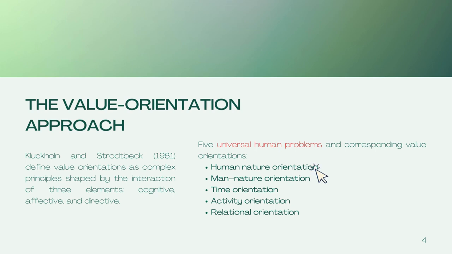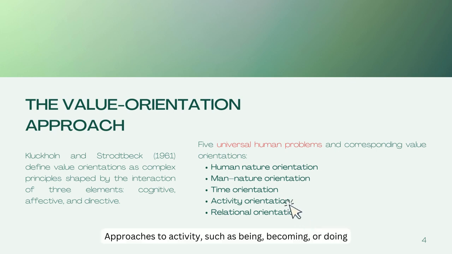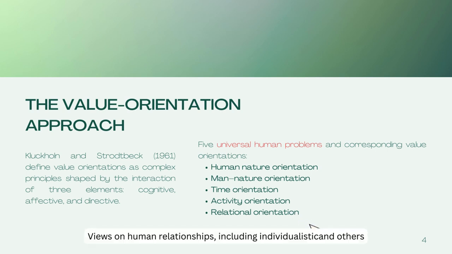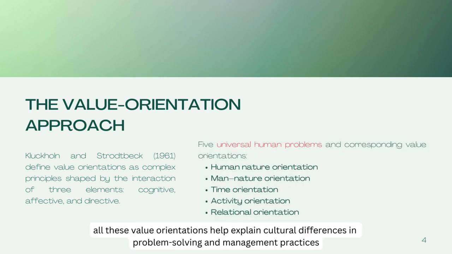First, human nature orientation views the goodness or badness of human nature. Second, man-nature orientation views humanity's relationship with nature. Third, time orientation, perspective on past, present, and future. Fourth, activity orientation, approaches to activities such as being, becoming, or doing. Last, relational orientation, views on human relationships, including individualistic and others. All these value orientations help explain cultural differences in problem solving and management practices.